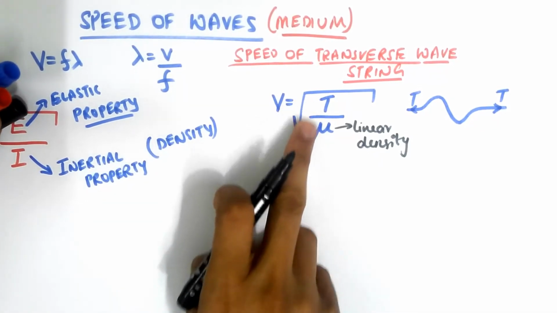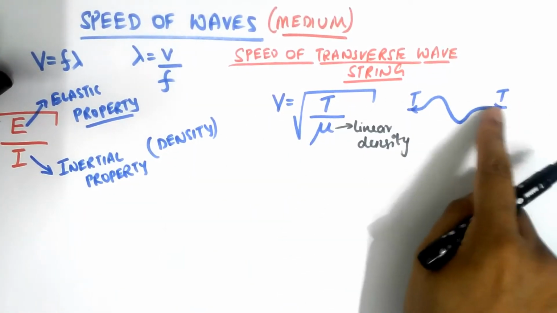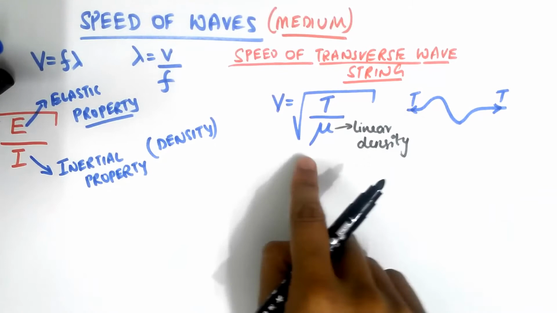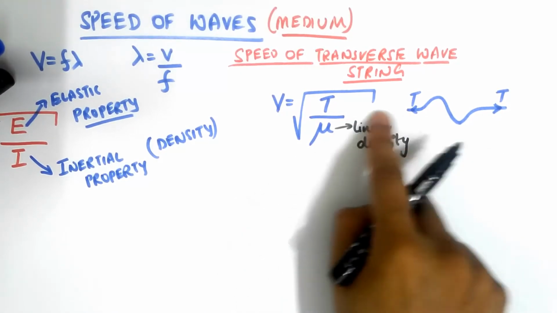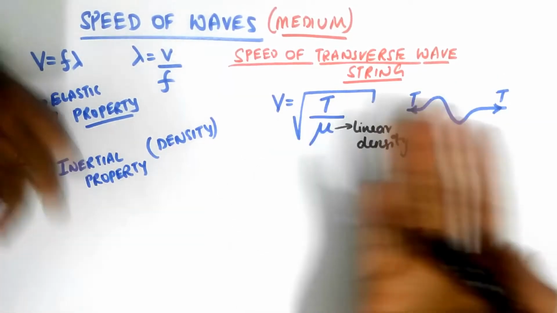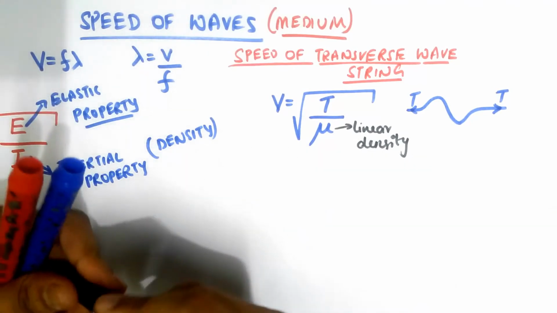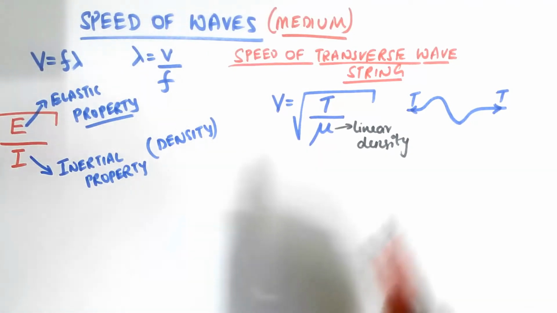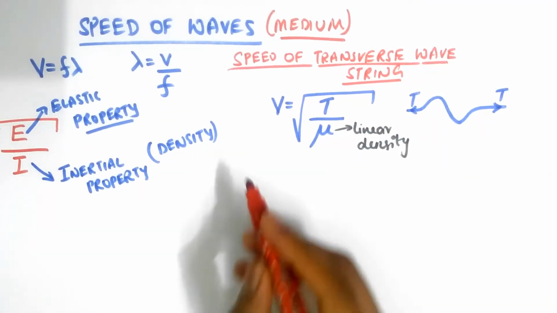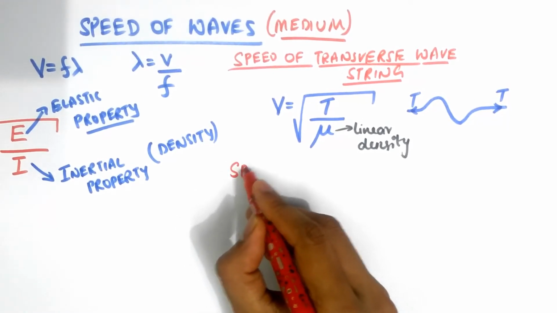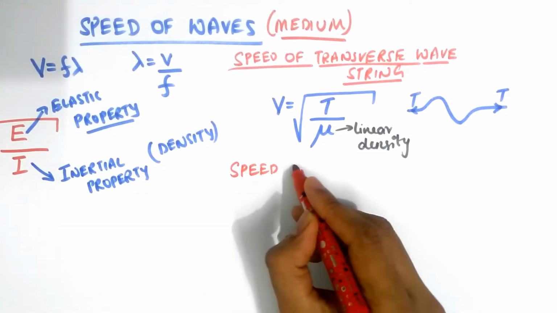And notice these two are constants. For a given string, there will be a particular value of tension and there will be a particular value of linear density. So it doesn't depend on the source. Okay, that's for a transverse wave in a string. Now let's talk about the speed of sound.